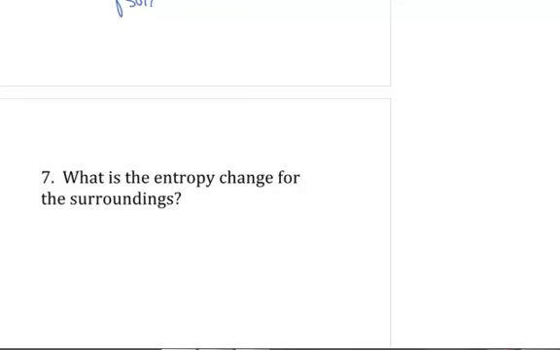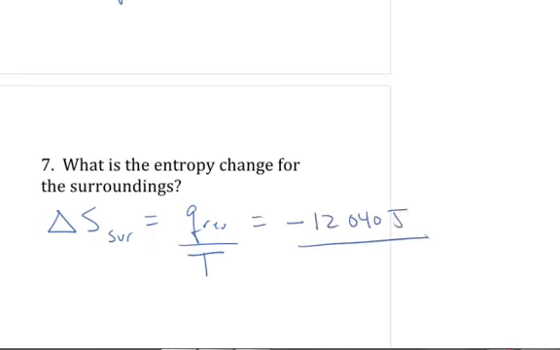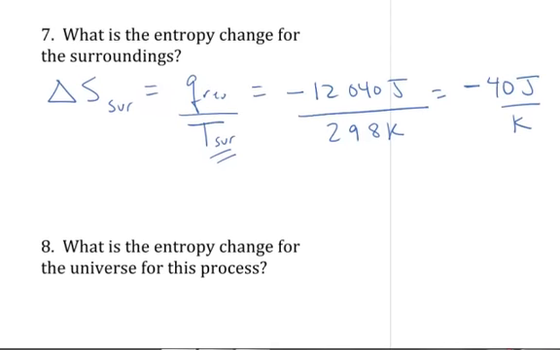Given that I know the heat given off by the surroundings, what is the entropy change for the surroundings? The change in entropy simply equals the reversible heat, divided by the temperature. So that's negative 12,040 joules. What was the temperature of the surroundings? Do you remember? That was room temperature, 298 Kelvin. So I can very easily calculate the change in entropy of the surroundings. It's about negative 40 joules per Kelvin.